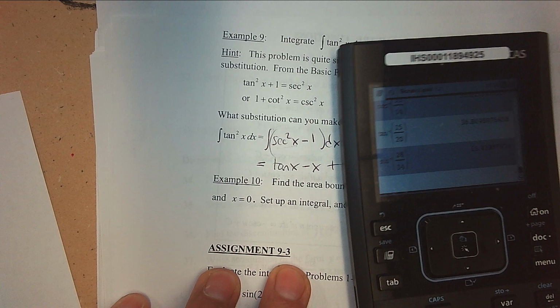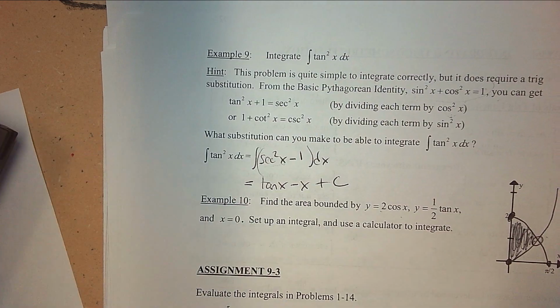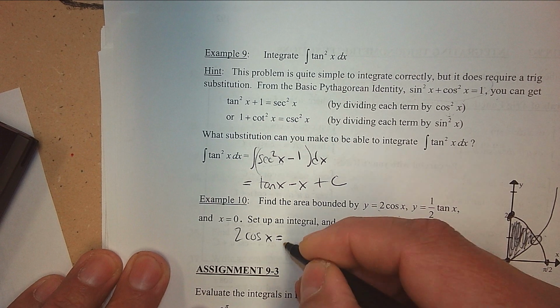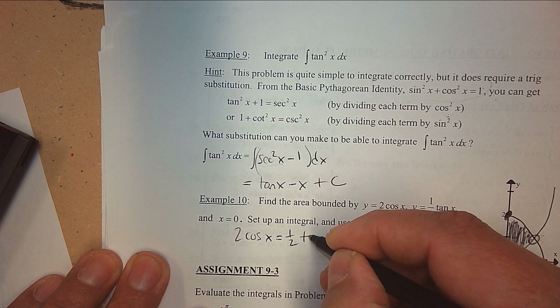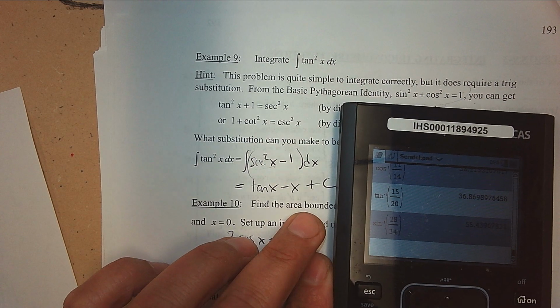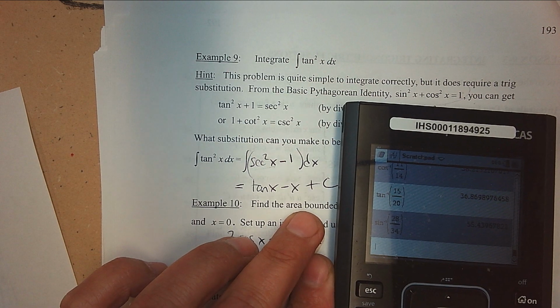So first of all, I actually have to solve this. When does 2 cosine x equal 1/2 tangent x? Let's see if my calculator gives me a nice answer, or if I have to graph it.